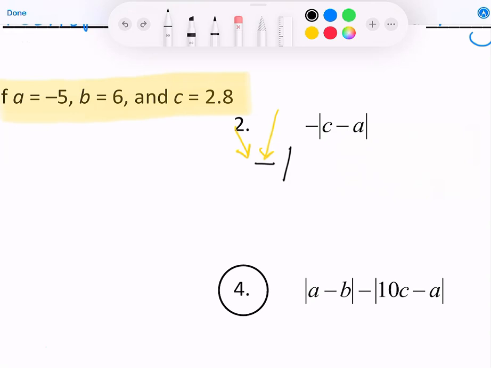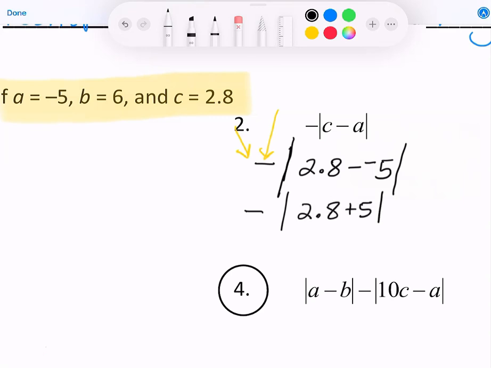So we have C is 2.8. 2.8 minus A. A is -5. Careful of the negatives there. Absolute value. So this would be the opposite of 2.8 plus 5, which is 7.8. The absolute value of 7.8 is 7.8, but then at the end you have this negative. So our answer would be negative 7.8. So that's evaluating another absolute value expression.